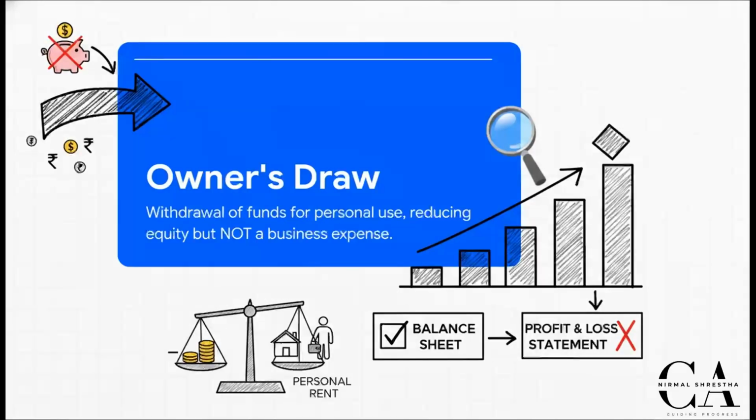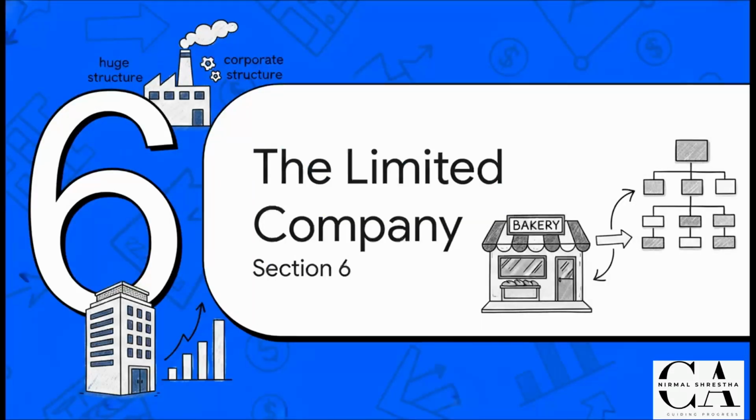Now, I want to vigorously clarify a massive point of confusion here, the owner's draw. When a sole trader takes 2,000 rupees out of the till to pay their personal rent or to buy groceries, it is absolutely 100% not a business expense. You cannot deduct it to lower your business profit and save on taxes. It is simply a withdrawal of equity. It hits the balance sheet directly, reducing the owner's total stake in the company, and it bypasses the profit and loss statement completely. Moving to our final section, Section 6, the limited company.